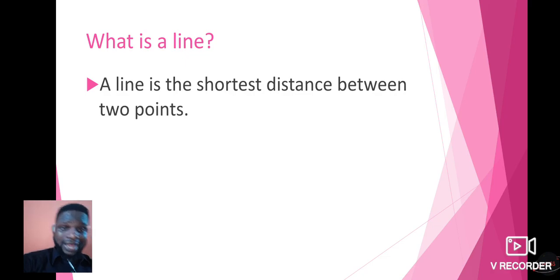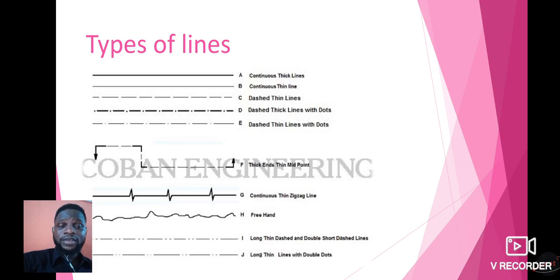Okay, what is a line? We said that a line is the shortest distance between 2 points. We have different types of lines.